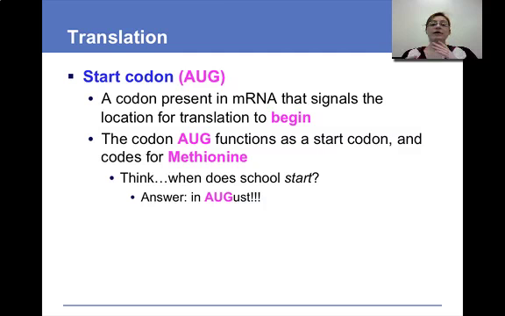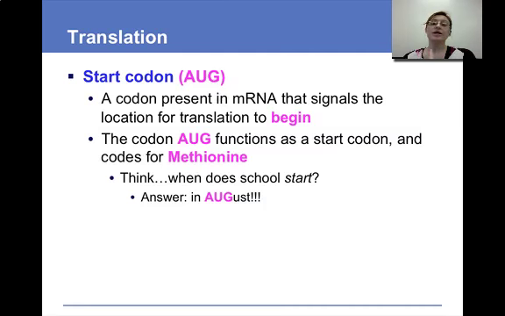Okay, that's great. How do you know where to start and where to end? We have to be told that. So there are special start codons and there are special stop codons. Start codon, there is only one. It is AUG. That sequence is present at the beginning of every gene of every living thing on this earth.